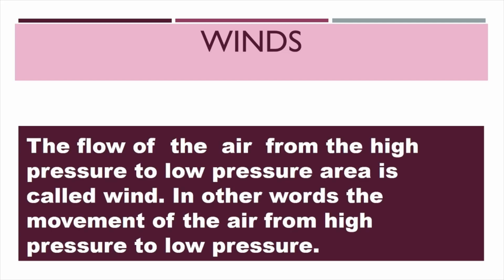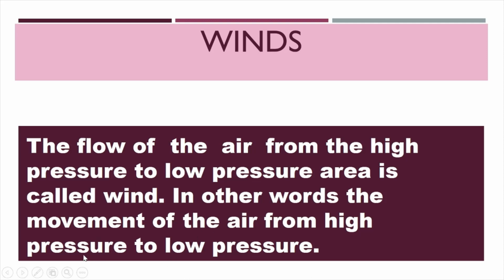Winds. The flow of the air from the high pressure belt, a high pressure area, to low pressure area is called wind. So, in other words, the movement of the air from high pressure to low pressure is known as winds. For your comparison, think of how water flows: water always flows from high areas to low areas. In the same way, winds always flow from high pressure to low pressure.